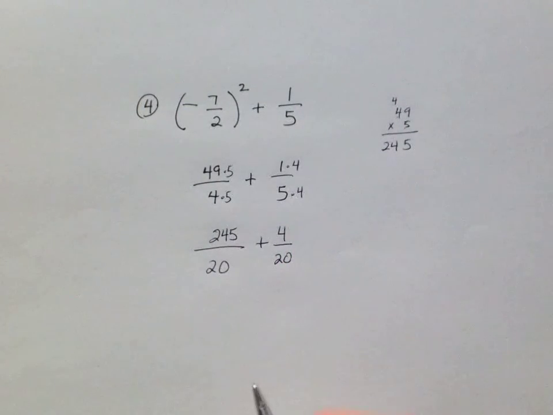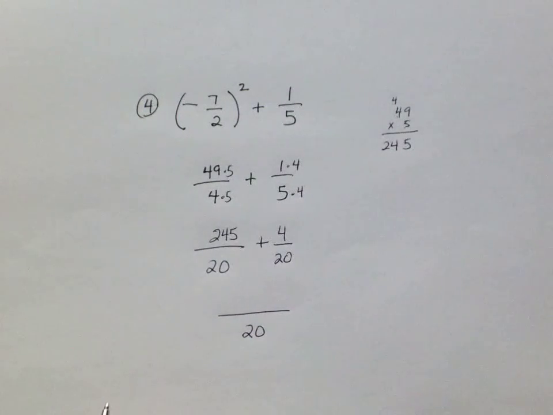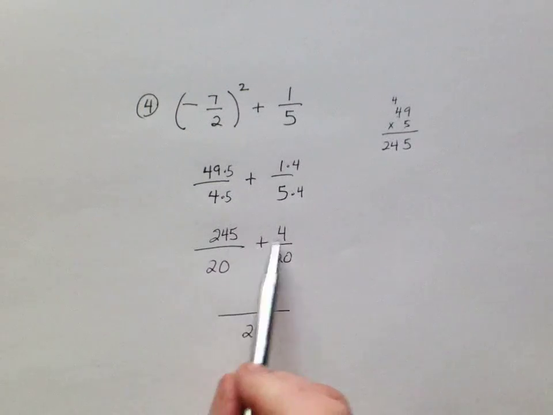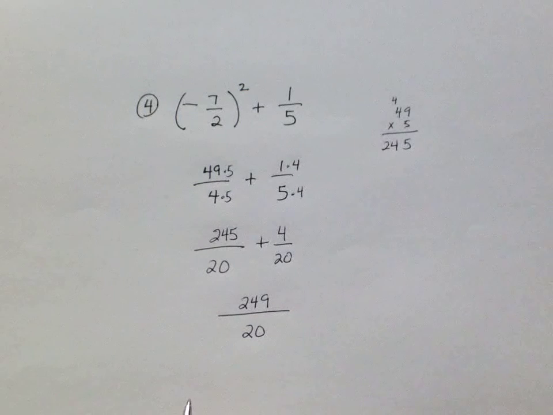And then finally, the answer would be 20 in the bottom, or the denominator. And when you add the 245 plus 4, that would be 249. And then you have to think, is there anything that will divide into 20 and 249?